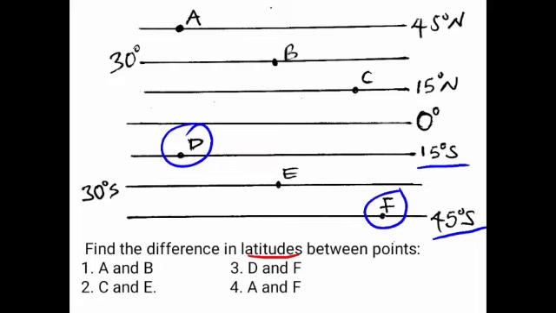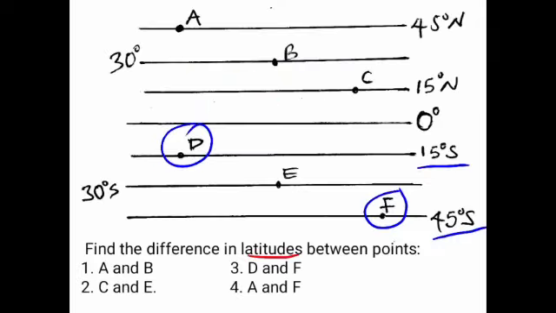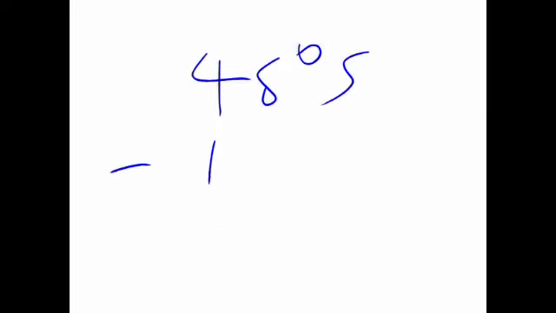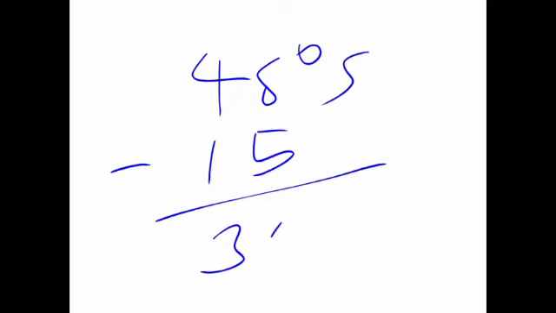meaning that we are going to simply say 45 degrees south minus, D is on 15 degrees, minus 15 degrees. So that is going to give us 30 degrees. That will be the difference. Let's look at the last question.